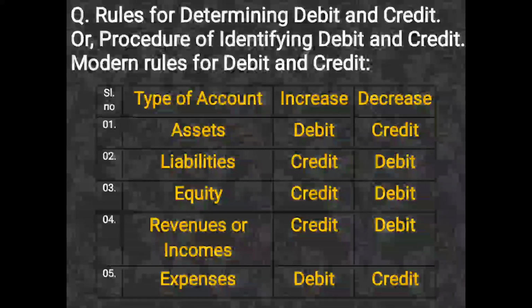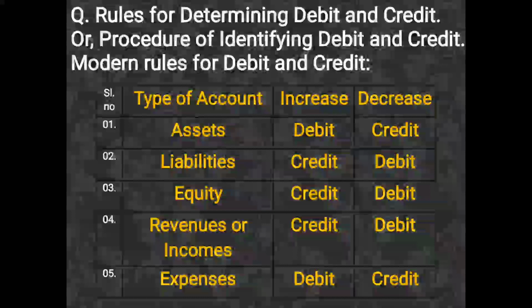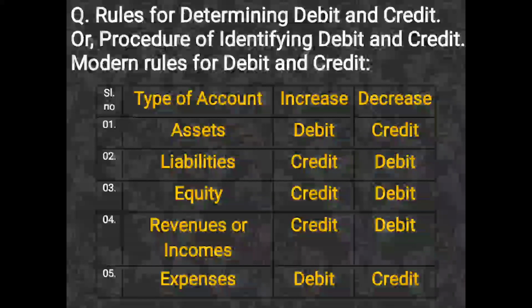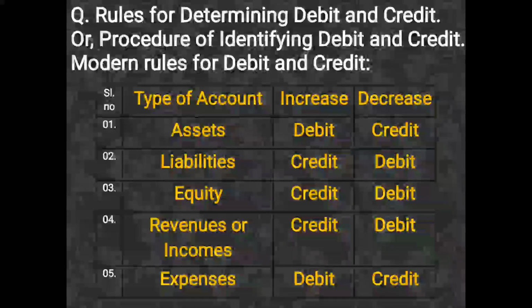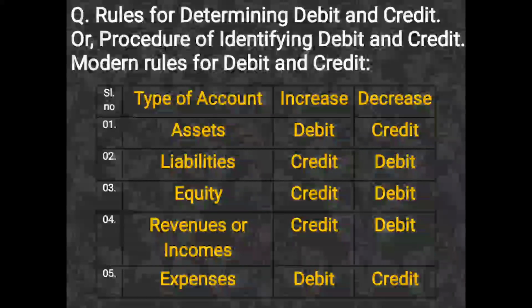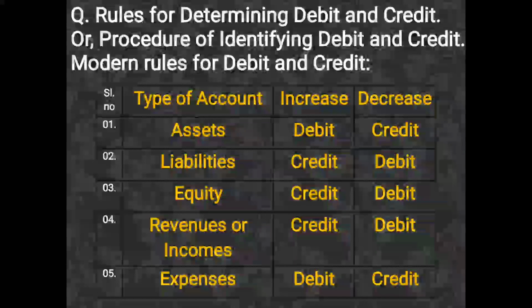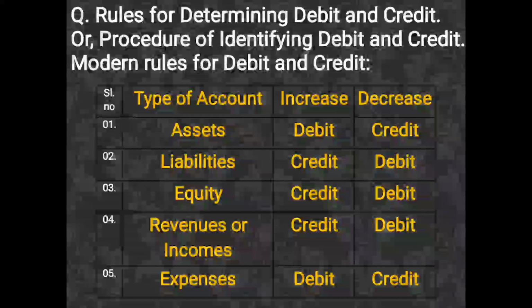Or moving balance or current rules. You know, totally 5 types of account are there: asset, liability, equity, revenues or incomes, and fifth one, expenses. When asset is increased, then it is debited. And when asset is decreased, then it is credited. Second one is liabilities, and when liability is increased, then it is credited. But when it is decreased, then it is debited.